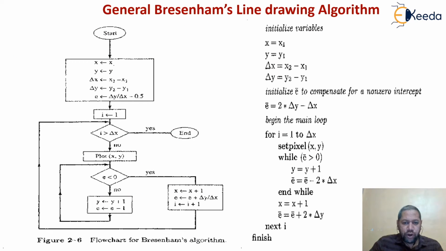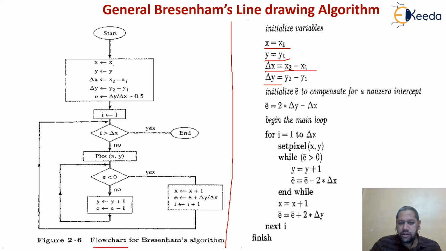Now in this particular case, I have divided it into two: this is my flow chart, and this is my algorithm. Here we are not considering all quadrants; I'm just considering a very simple algorithm. Everyone knows what x1 and y1 are: the starting point of the line, and x2, y2 are the end point of the line. In initialize, x is equal to x1, y is equal to y1. Then we calculate delta x is equal to x2 minus x1 and delta y is equal to y2 minus y1.